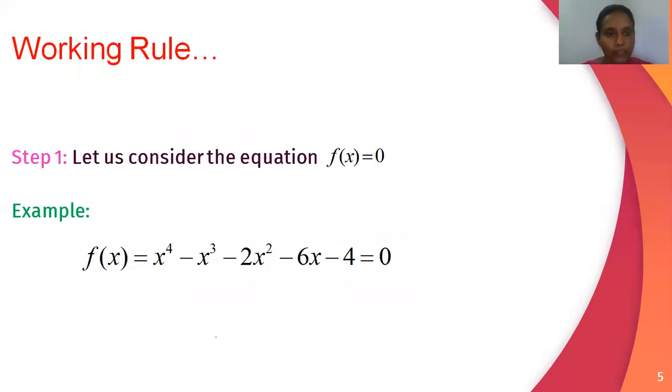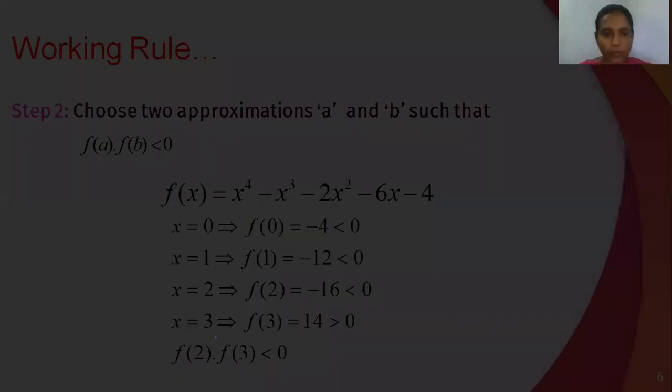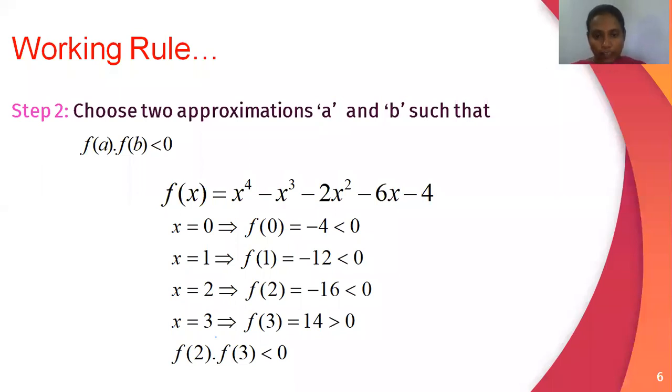I will explain the working rule of the bisection method with an example. The first step is, let us consider the given equation. Here the example is an algebraic equation of order 4. In the second step, let us take any two values a and b, satisfying the condition that those two functional values must have opposite signs.